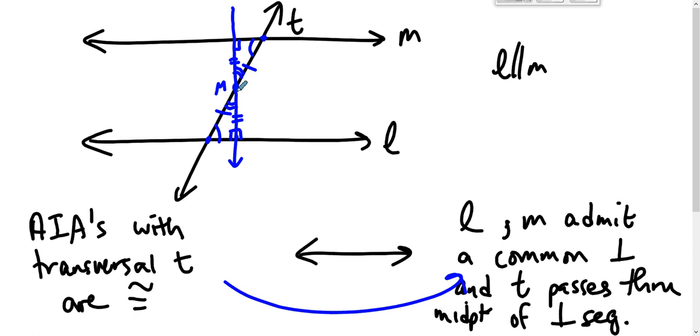So if the alternate interior angles are congruent, then not only are L and M parallel, they certainly are, but they're parallel in a very interesting way. They're parallel in the way that allows a common perpendicular, and the transversal passes through the midpoint of that perpendicular segment. So that gives us more information than just that the lines are parallel. It tells us about the kind of parallel that we've got. Okay, the rest is up to you in the discussion.